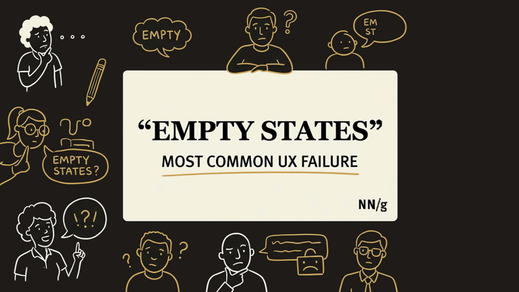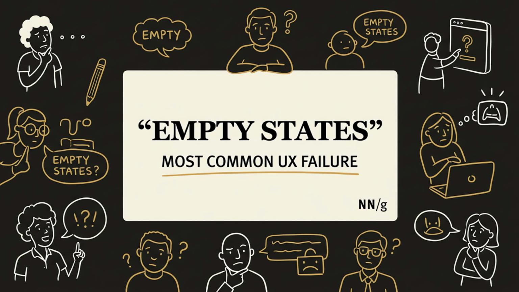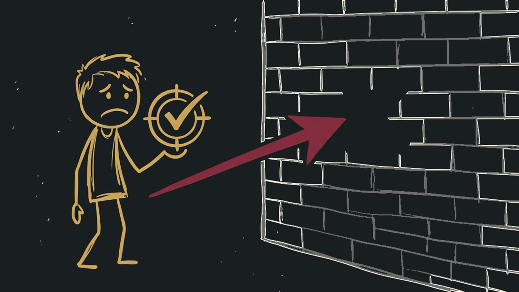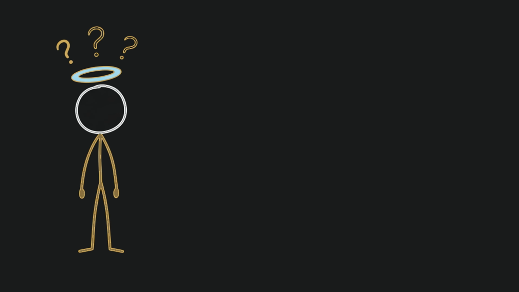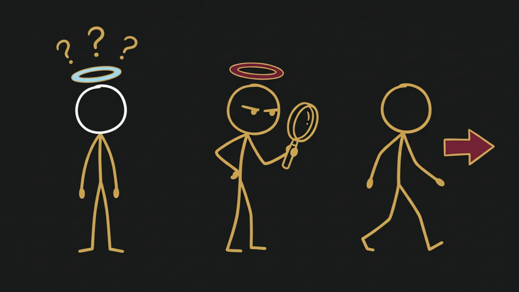Think of it through BJ Fogg's behavior model. For a behavior to happen, you need motivation, ability, and a prompt. In an empty state, the user's motivation is neutral. They're curious but not committed. Their ability is high, clicking is easy. But the prompt is missing. There's no clear "do this now" signal, so behavior doesn't occur. Instead, they close the tab.